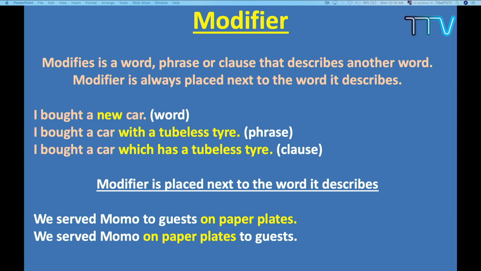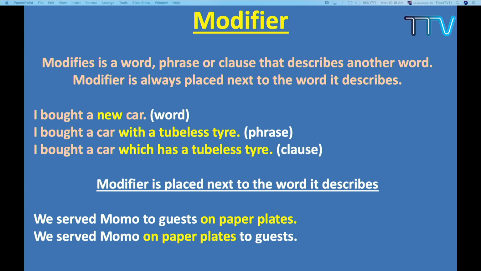Is it describing we, is it describing momo, or is it describing the guest? It is placed next to the guest, so it should be describing the guest. Guest on paper, what does it make? It does not make any sense. Okay, so instead of that, we serve momo on paper plates.